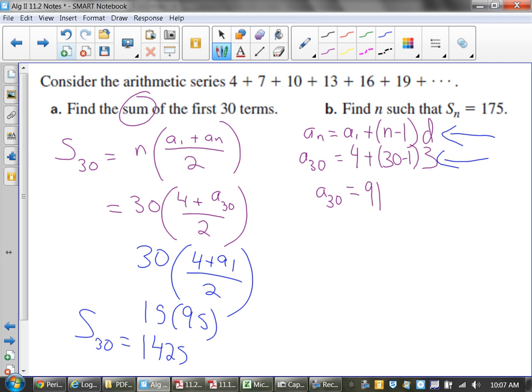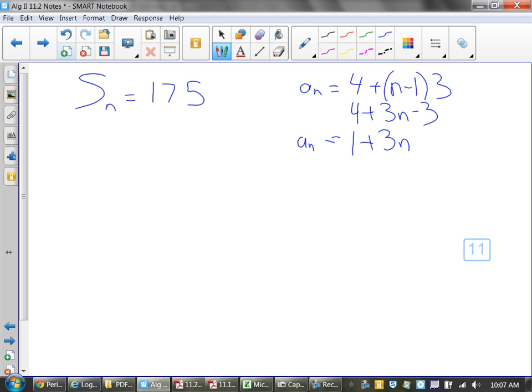Now, in this series, we knew that the first term was 4. Our a sub n term is 1 plus 3n. That's the rule. When I go back and figure out how many of these numbers I have to add up together to get to 175, I start with the generic formula for the sum. It's going to be n times the first term plus the last term, over 2.